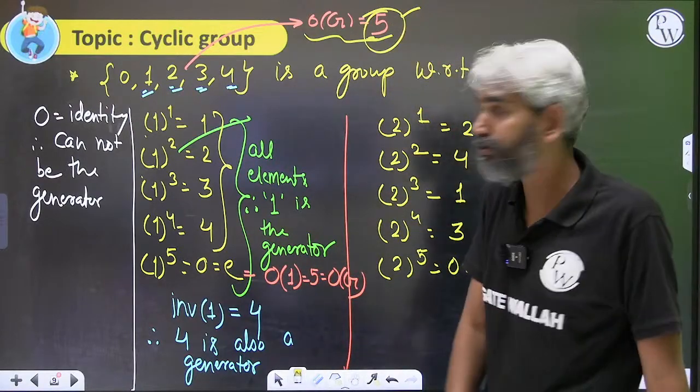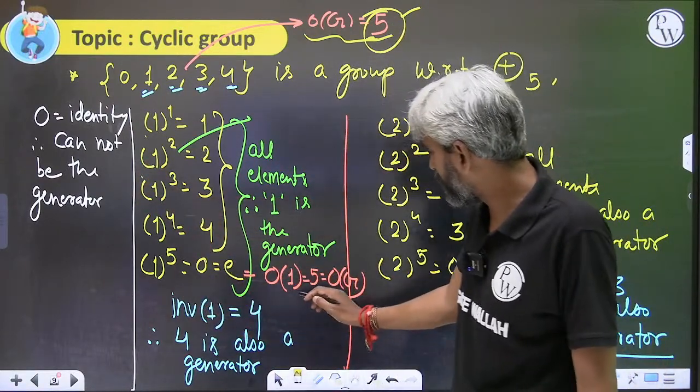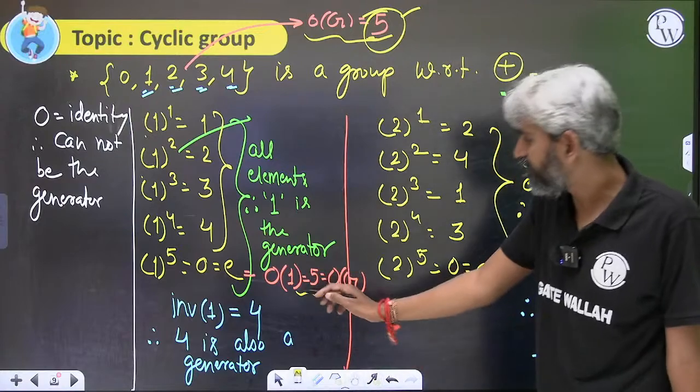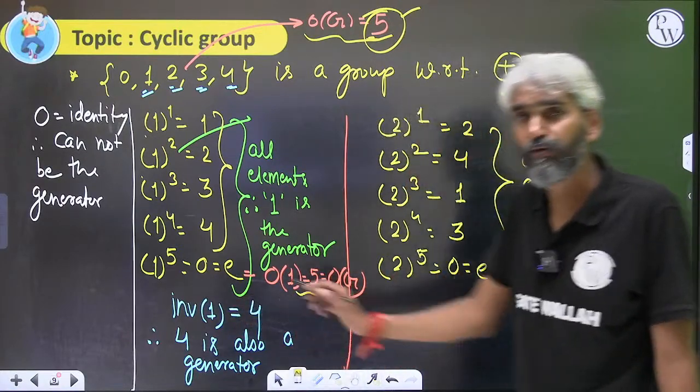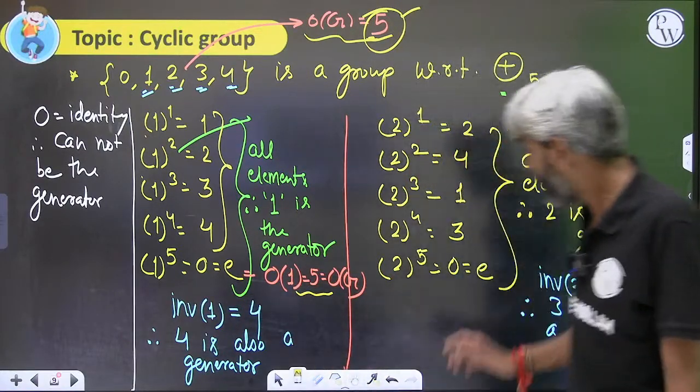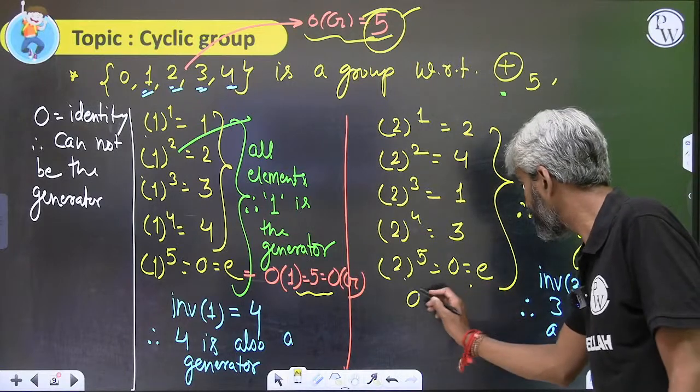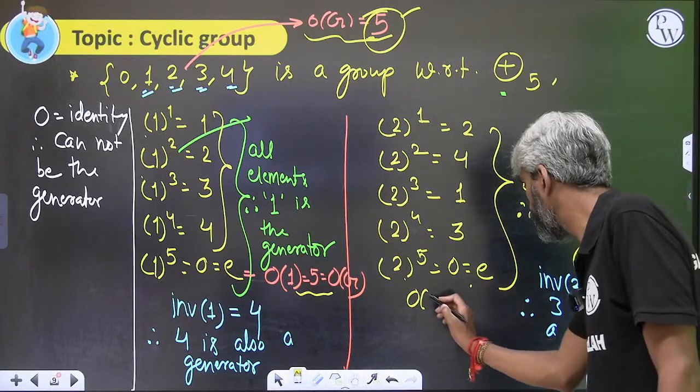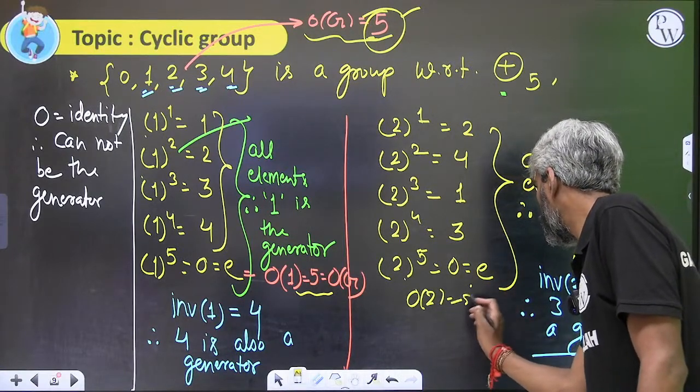Should have its order equal to 5. You can see the order of 1 equals 5. Now, if the order of 1 equals 5, the order of its inverse will also be 5. That is, the order of 4 will also be 5. The order of 2, you can check, sir, is 5.